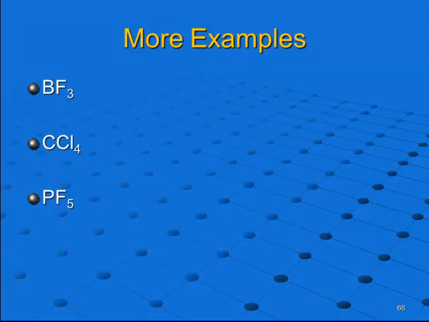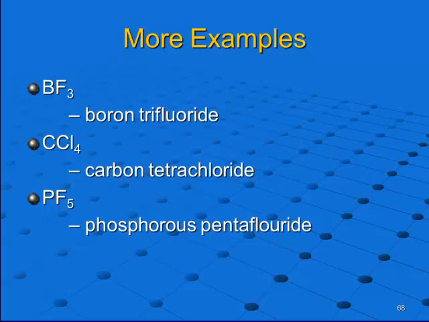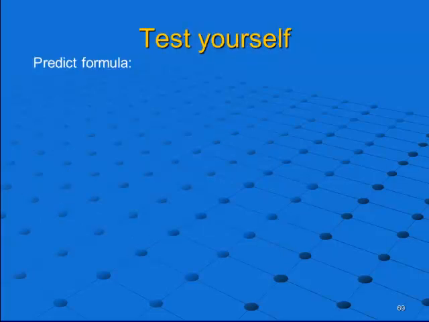So what about BF3? Well, we don't have to say mono for the boron, but we first recognize this as nonmetal with nonmetal. So we're going to call that boron trifluoride. And carbon with 4 chlorines, again, we don't have to say monocarbon. We just say carbon tetrachloride. And then PF5, that simply becomes phosphorus pentafluoride. So nonmetal with nonmetal, you've got to specify the ratios.